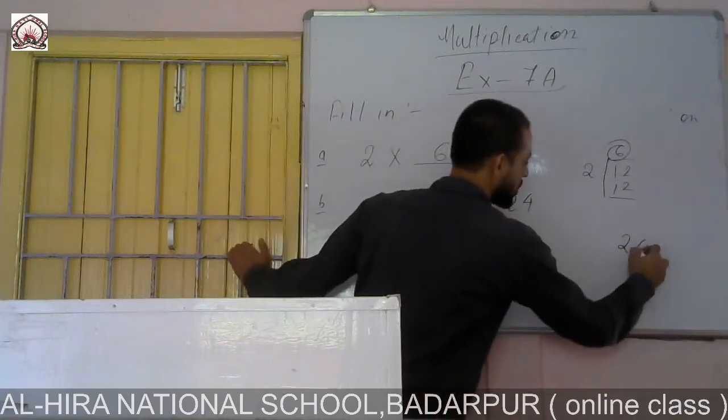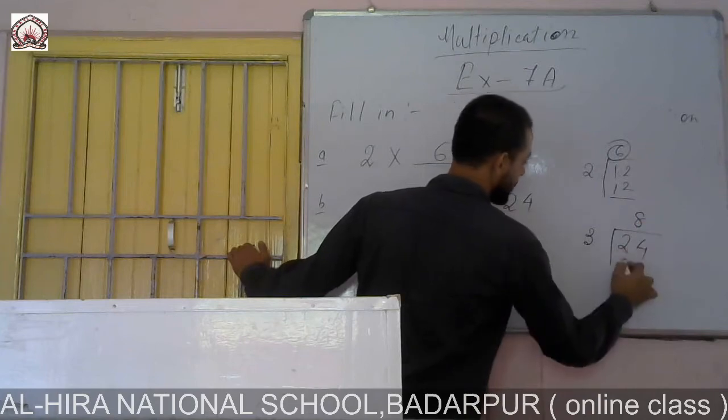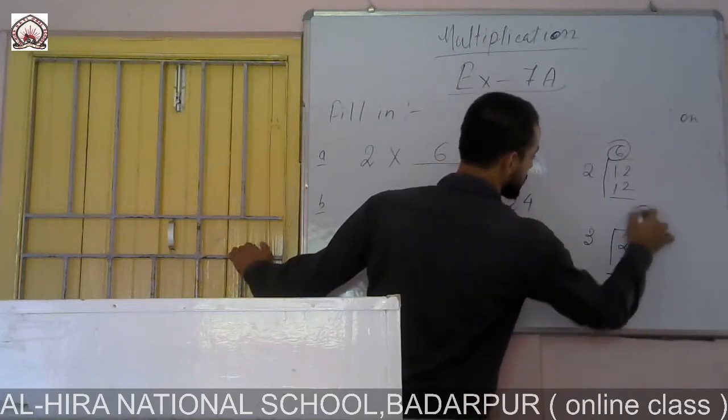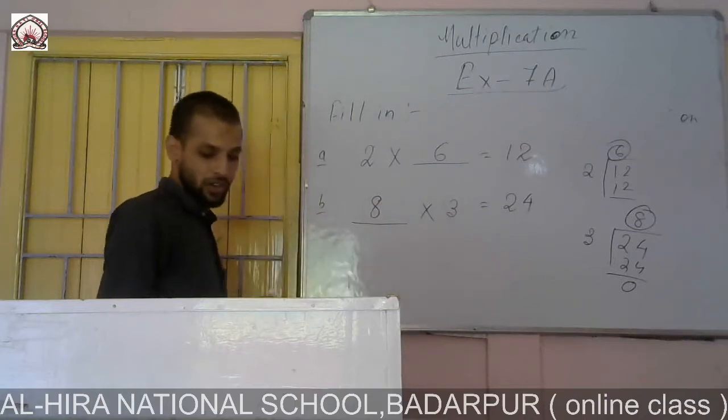Another thing we can do is we can divide this 24 by 3. So if we divide this 24 by 3, we will get 8. 3 8s are what? 24, remainder 0. So we got 8 here. So you have to write here 8. 3 8s are 24.